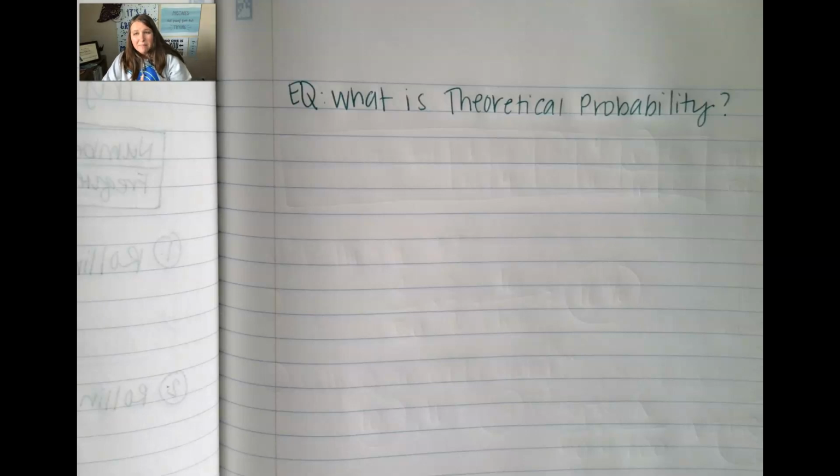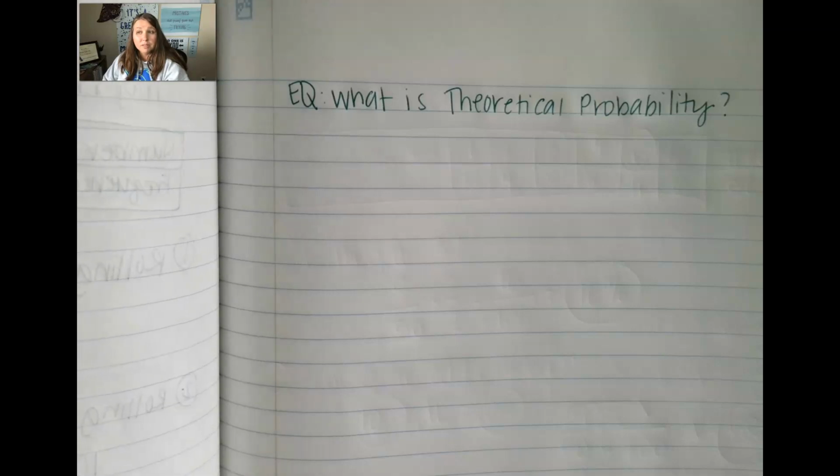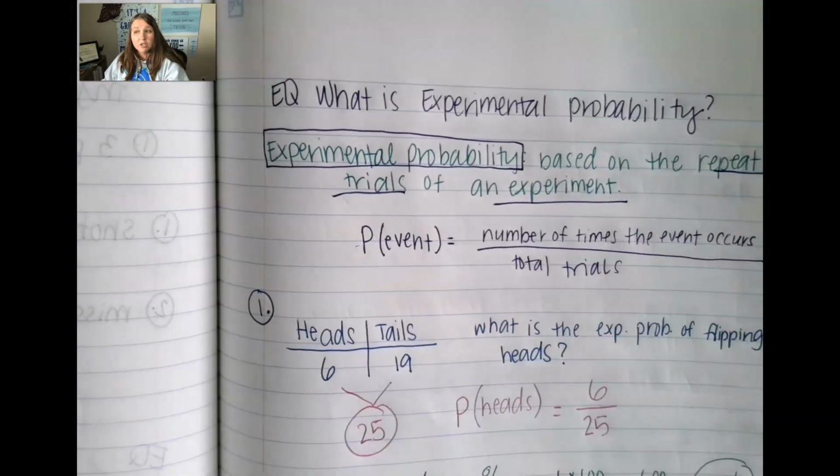Everyone, welcome back to today's lesson on our essential question of what is theoretical probability. That word theoretical is kind of a challenging word to say, so practice saying it. Theoretical probability. It builds off experimental probability.